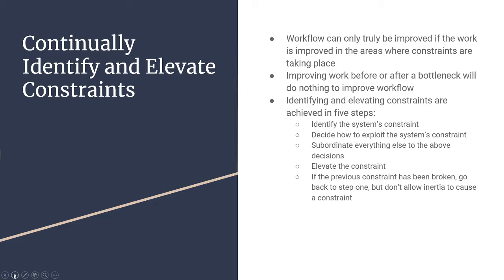First, identify the system constraint. Second, decide how to exploit the system constraint. Third, subordinate everything else to the above decisions. Fourth, elevate the constraint. Fifth, if the previous constraint has been broken, go back to step one, but don't allow inertia to cause a constraint.